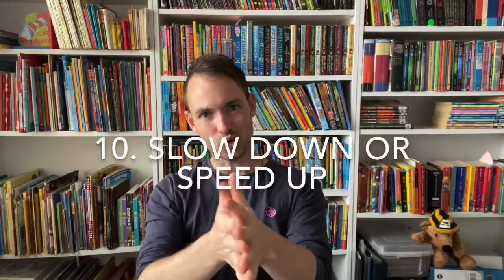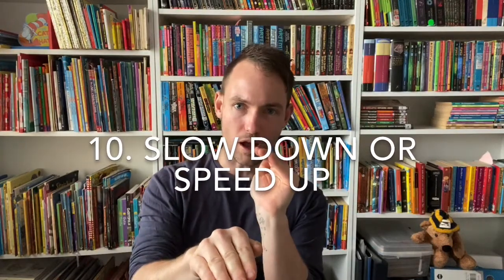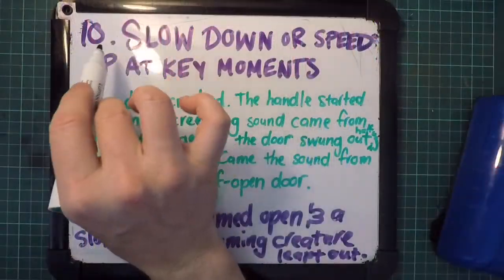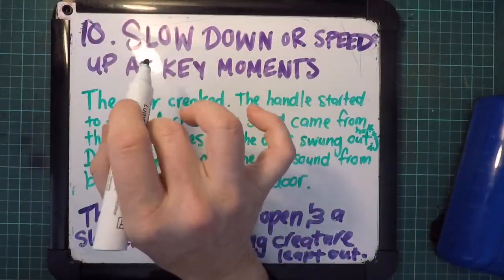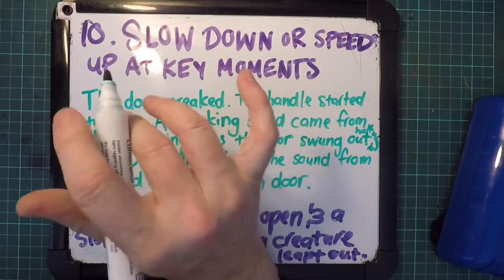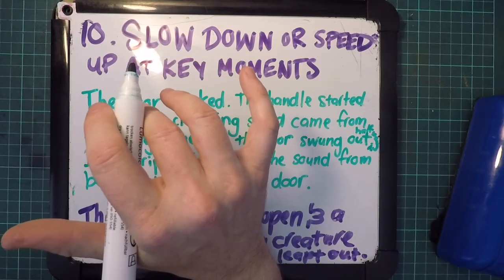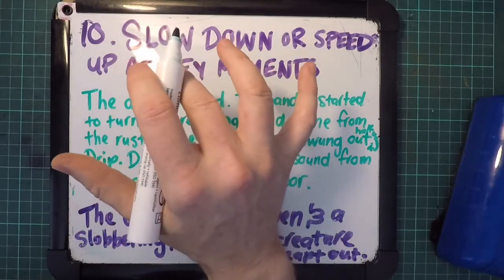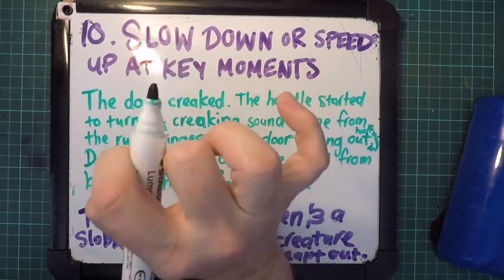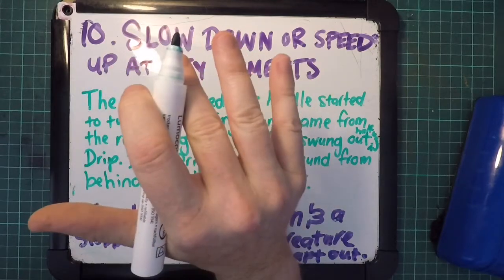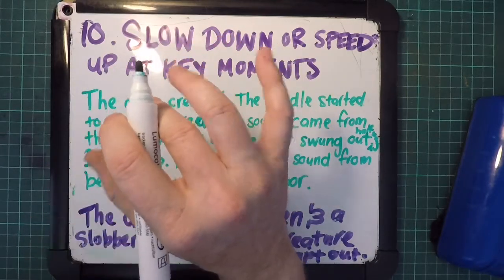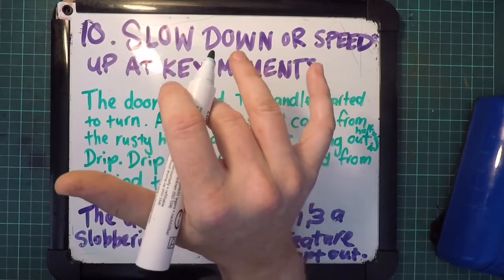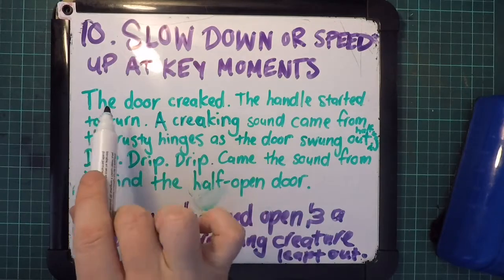Number 10 on our toolkit is to slow down or speed up at significant moments in our story. Slowing down or speeding up at key moments is really, really important when you want to set the tone for whatever it is that you're writing. Over here, I've got a horror scene about a monster that is coming out from behind a door. The first one is when I slow down the action to build up suspense. The second one is when I speed it up to make things more frantic and furious as part of an action scene. So, the slow version first.